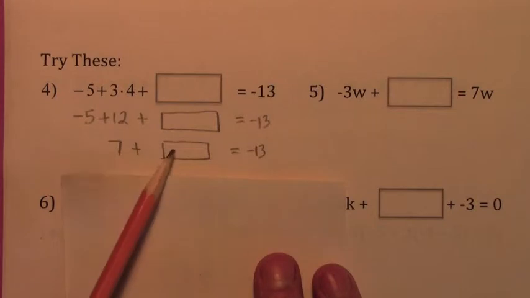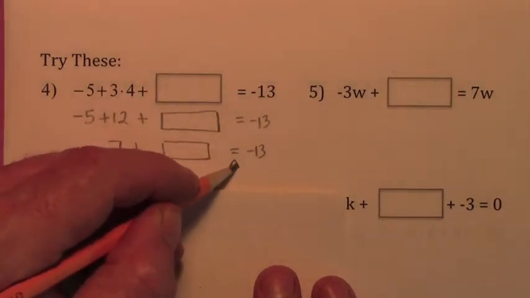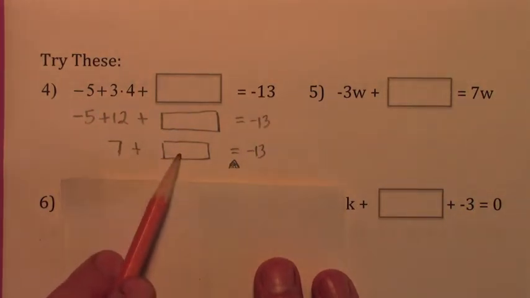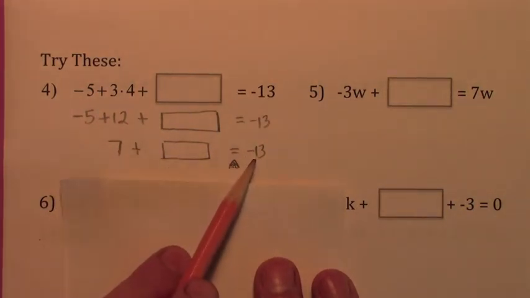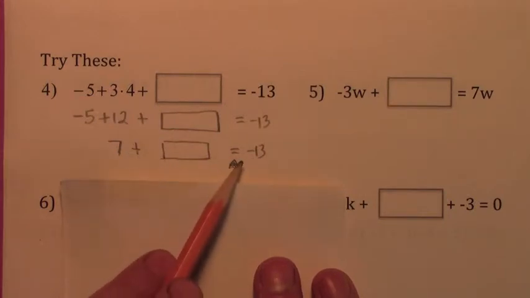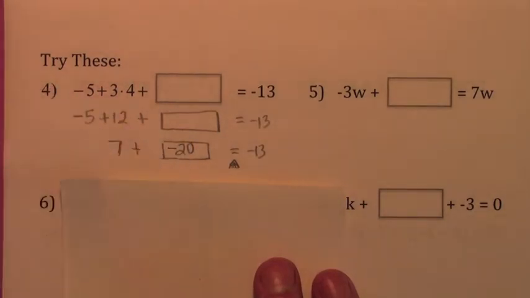What do you add to 7 to get negative 13? Remember, we're trying to get both sides to balance out to negative 13. It's going to be a negative number, isn't it? You have 7, you're going to add something, but you have to end up with a final result of negative 13. So what number do you add to 7 to get negative 13? It's going to be negative 20. I think that's right. Anyway, you're better to try something and then check it, right?